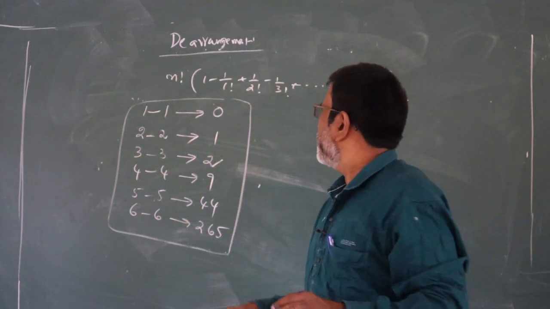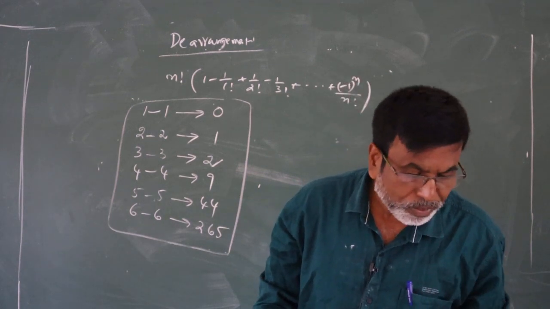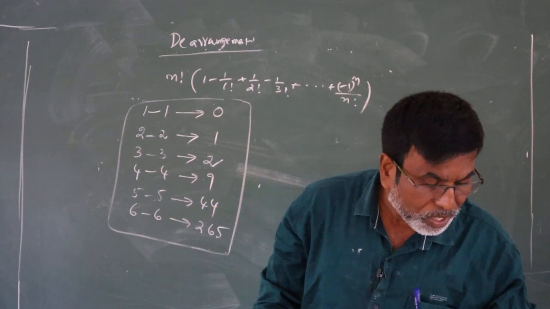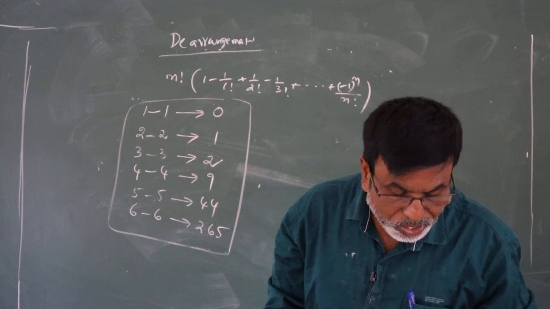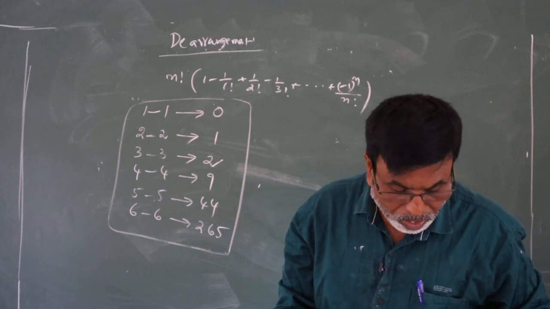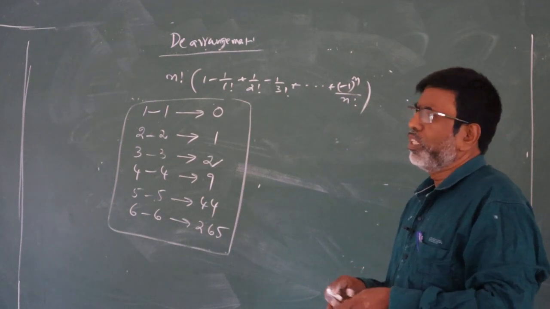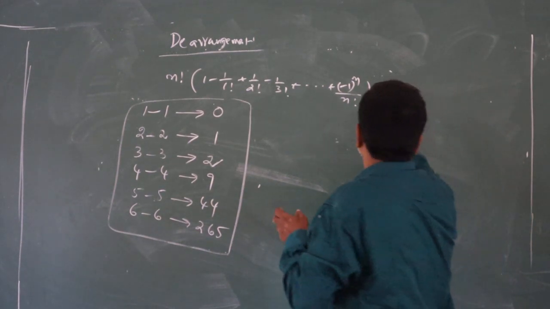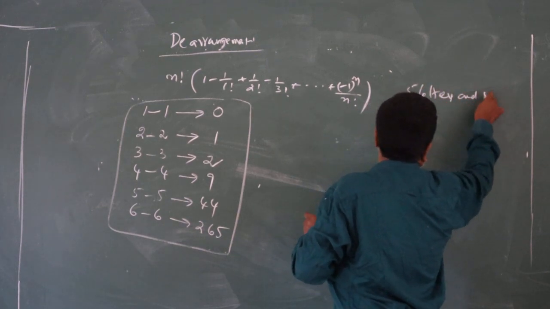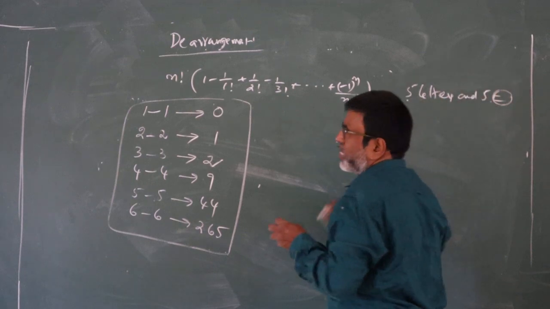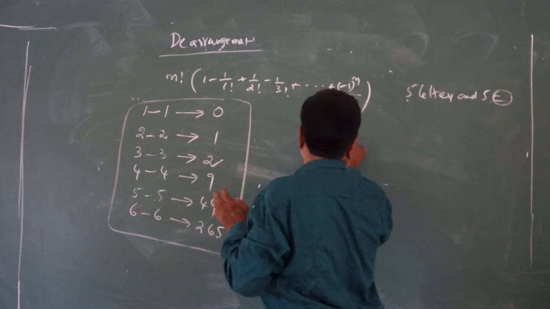Suppose one question is given like this, on derangement. There are 5 letters and 5 envelopes. In how many ways are exactly 3 wrong? So the number of ways.